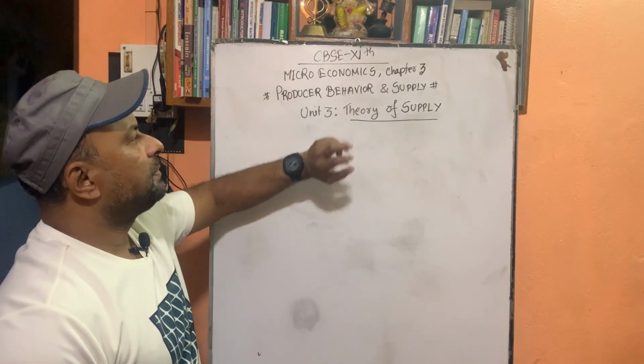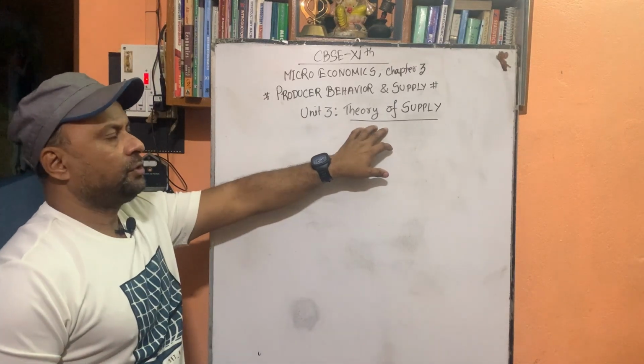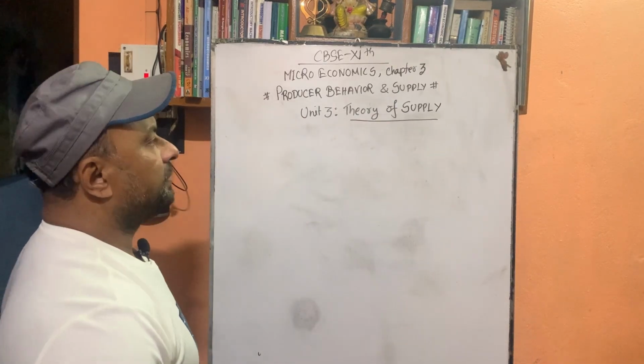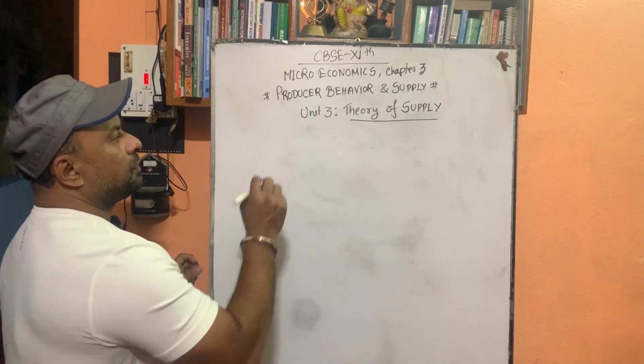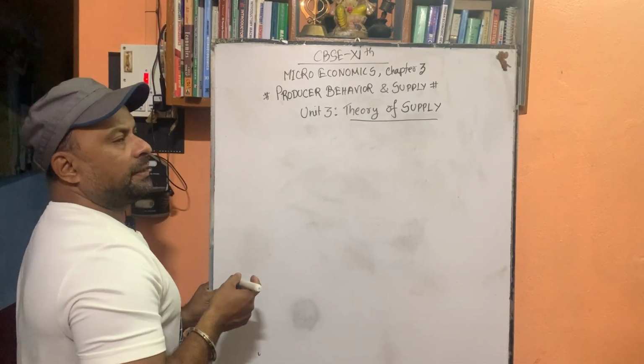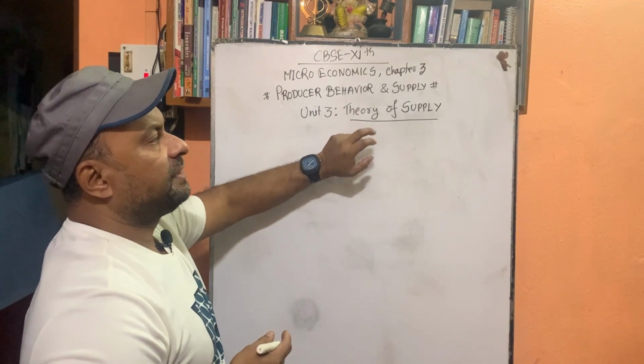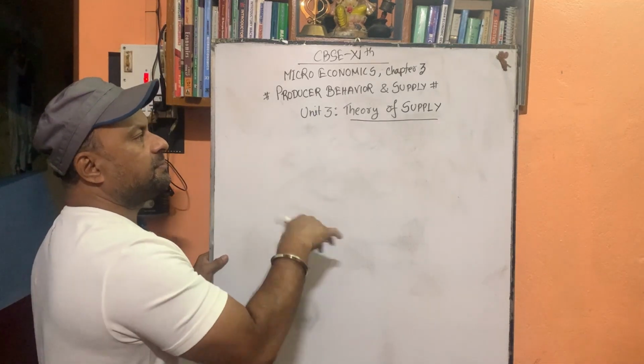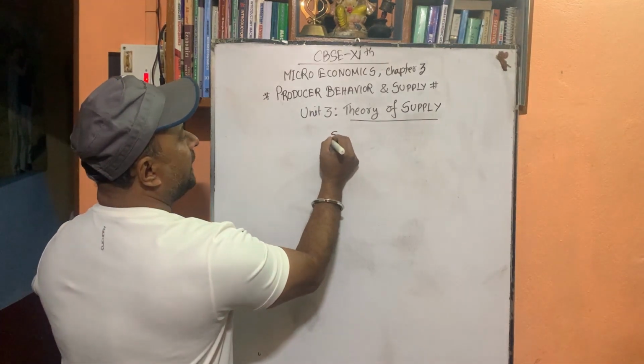This is micro chapter 3, third unit, theory of supply. Important unit of this chapter, theory of supply. Earlier also we had learned demand, now supply. Supply is just the reverse of demand. All the points are same, just reverse. Now supply.